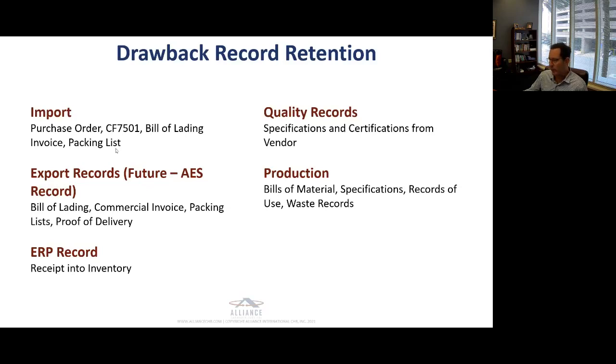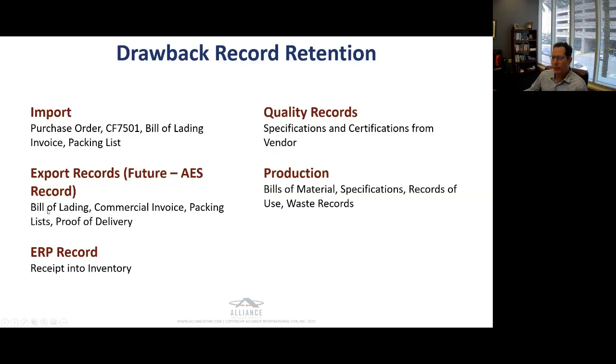Generally, import records are readily available in the claimant's own record retention. We can go to the broker on the import side. Sometimes you have to pay a fee, but generally not too hard to get your hands on the import documents. On the export side of the equation, we're relying on the drawback claimant's record retention system, and that can be a mixed bag.